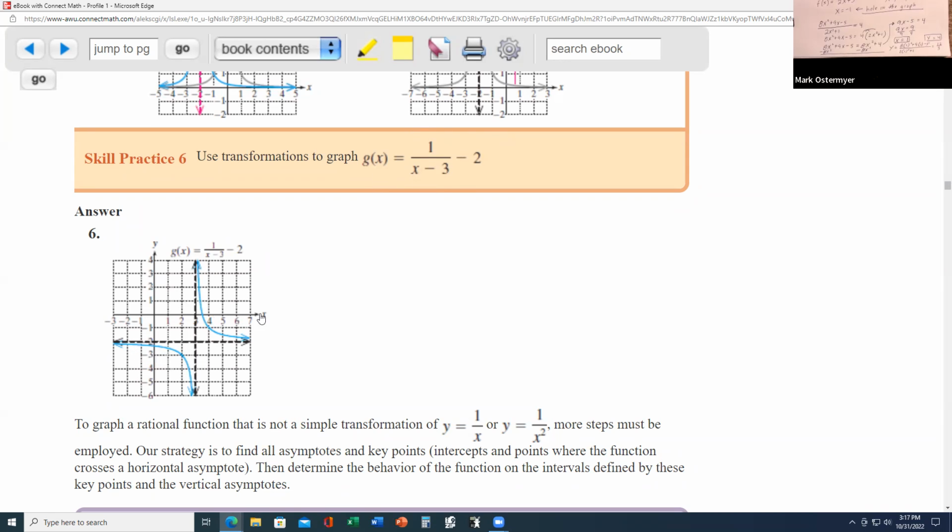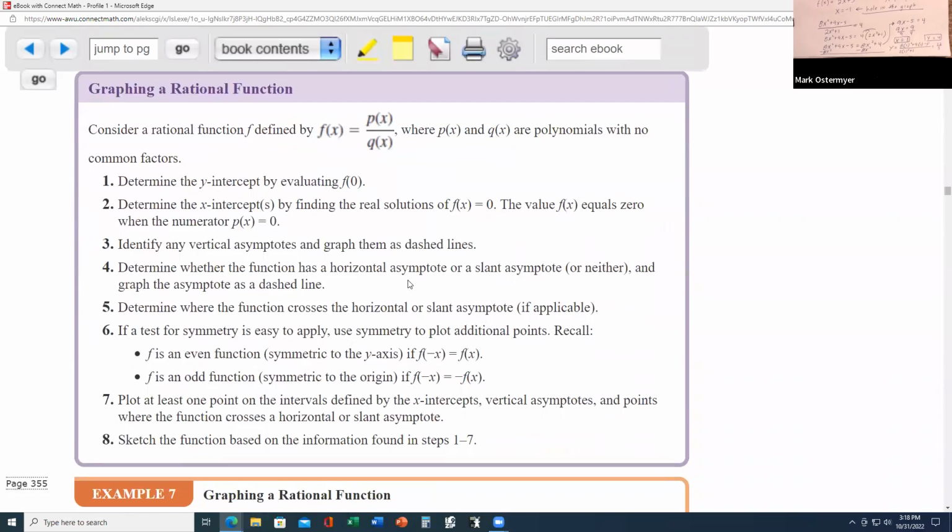So transformations can still come into play and enable you to effectively graph rational functions. Unfortunately, we cannot use transformations for all rational functions, as some are complicated and the parent function is really unknown. All right. So in general, how do we graph rational functions?